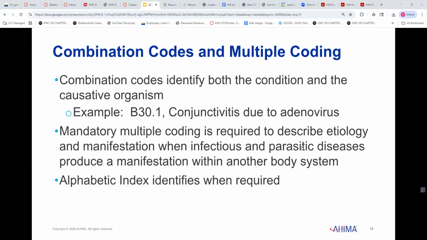However, you do use multiple coding when you describe the etiology and the manifestation. In other words, when the infectious disease produces a manifestation within another body system, and the alphabetical index will identify when this is required.